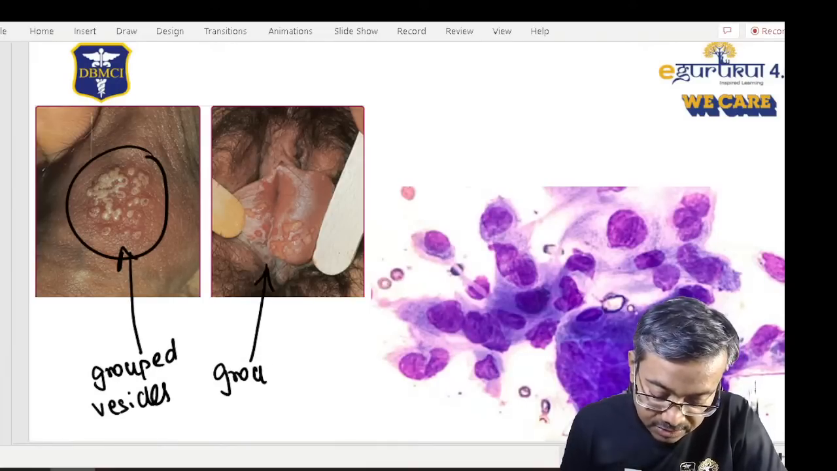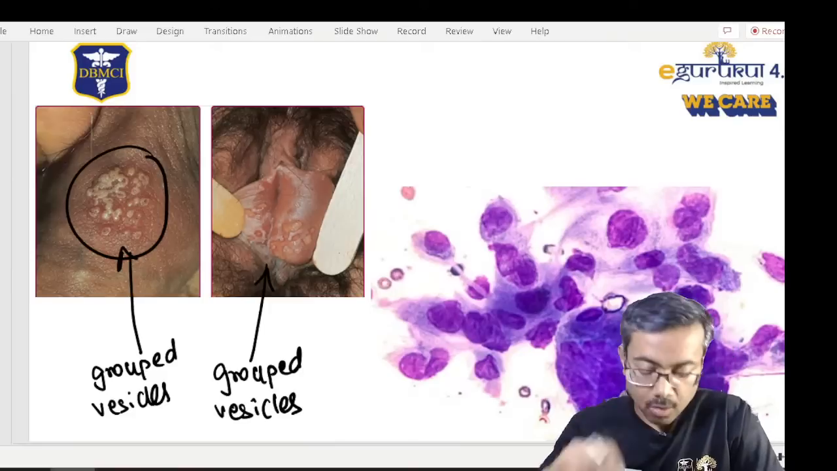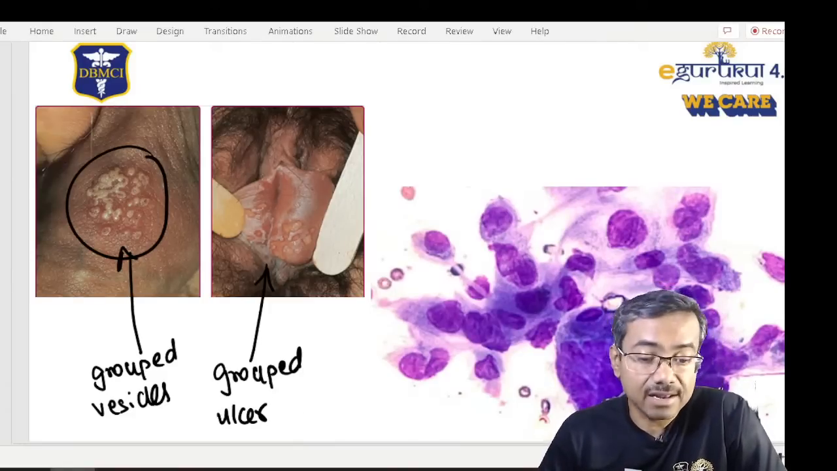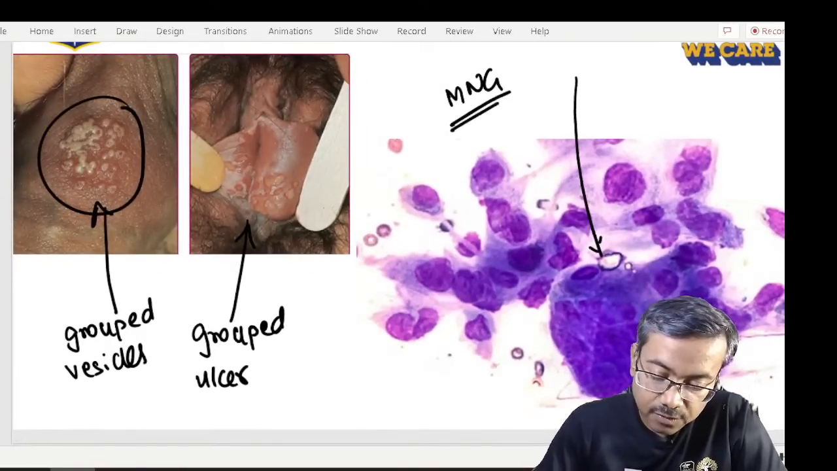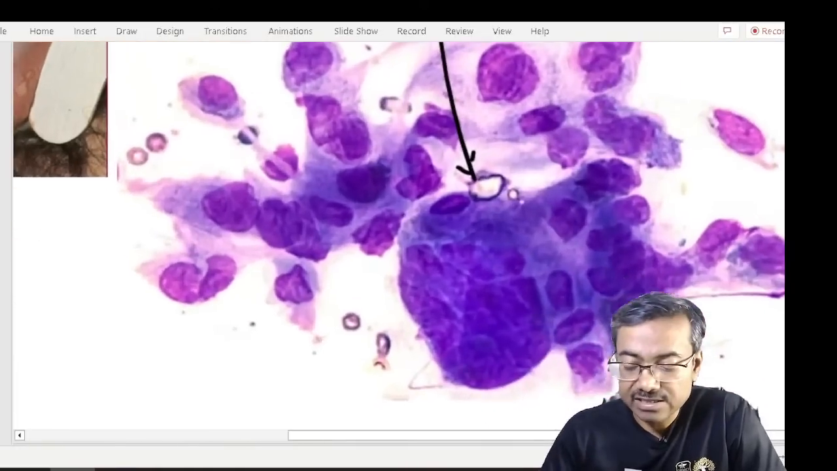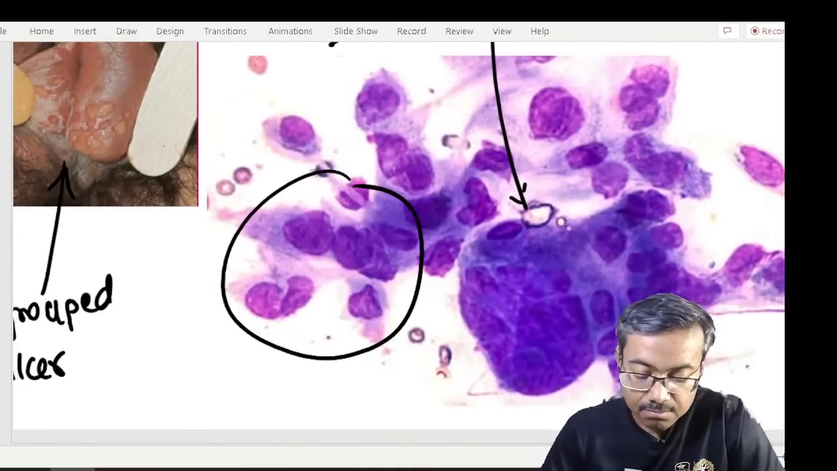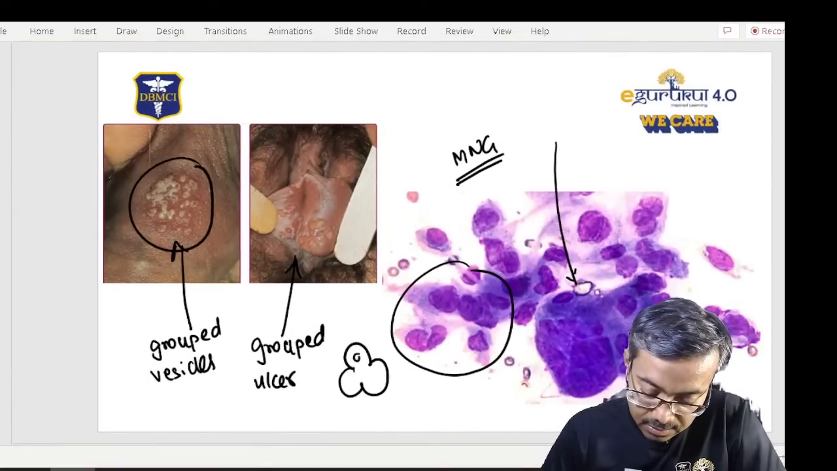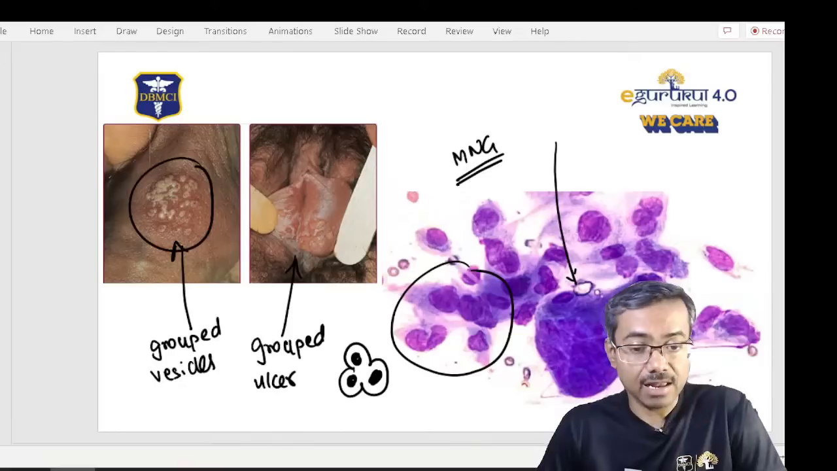So there are two presentations which will come in your exams for herpes, either a grouped vesicle or a grouped ulcer. And you get a Tzanck cell. What is a Tzanck cell? A Tzanck cell is called MNG. MNG stands for multinucleate giant cells. Can you see multiple nuclei inside a single cell? Multiple nuclei inside a single cell, right? So this is going to be like this. That's a multinucleate giant cell. Also, what is a Tzanck cell in herpes?